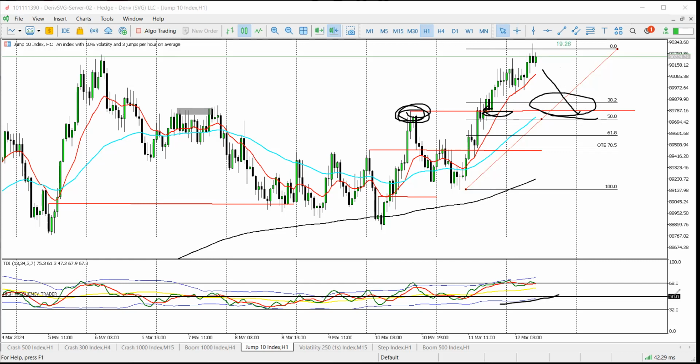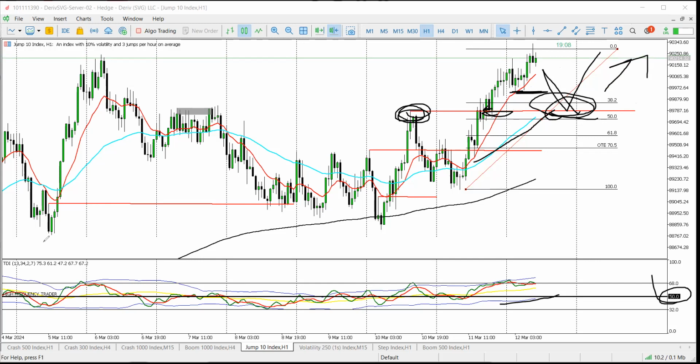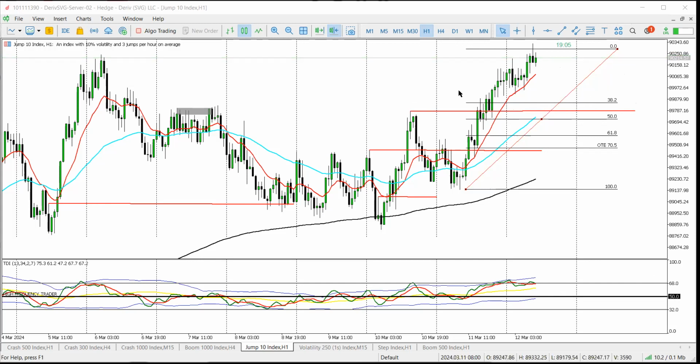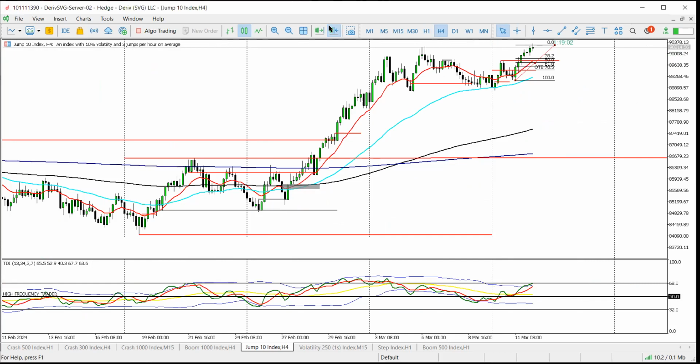TDI is on its way to come above the 50, giving us a directional bias of an uptrend. Price is trading above the 50 EMA, confirming the uptrend. So if we can get a nice retracement, maybe price taking out the current lows and then pushing up, that will be the best setup on J10. So we'll just keep stalking this one to see how it decides to play out.